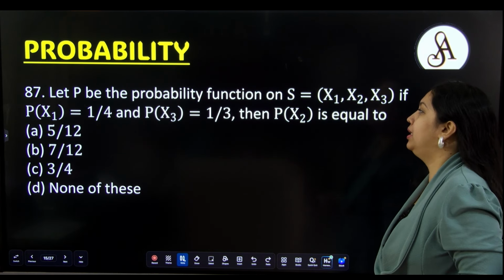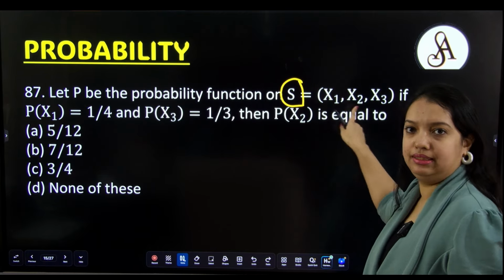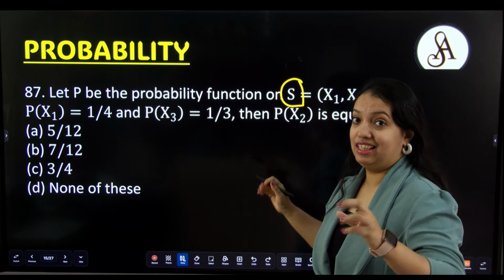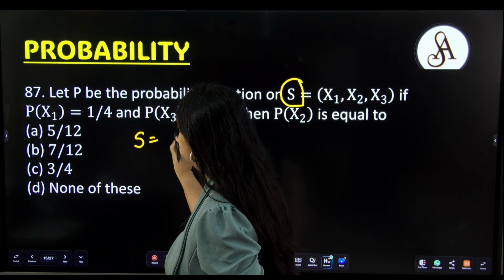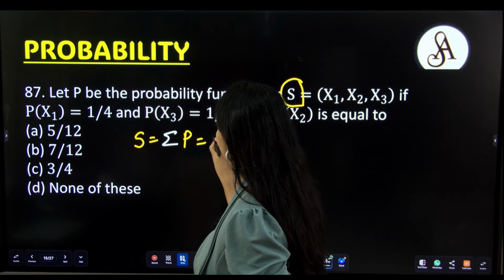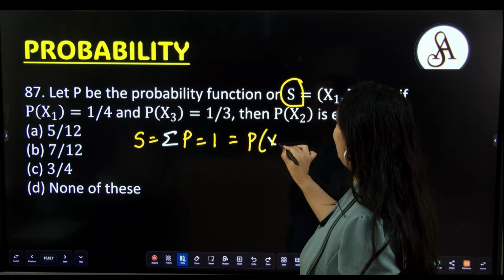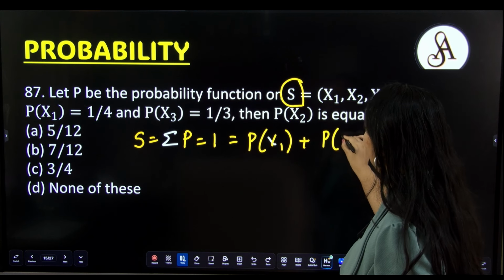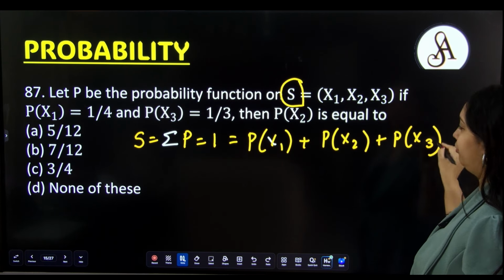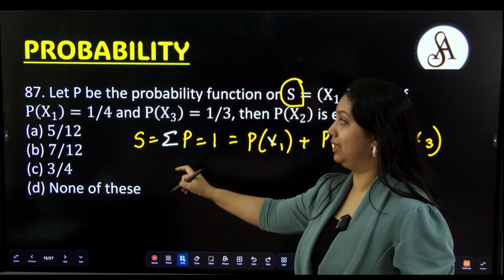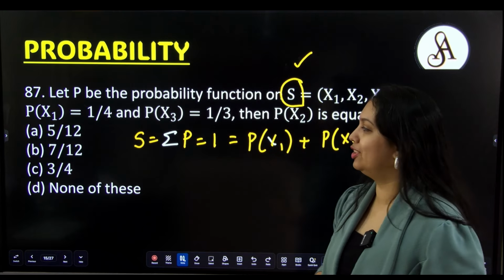Let P be the probability of the function S. Remember, S is nothing but the sum of these three. That means this is an exhaustive event. What do you mean by exhaustive event? The sum of total probability values will be equal to 1. Let's take the sum: probability of x1 plus probability of x2 plus probability of x3. The total of these three values should be equal to 1, just because they gave S. S is nothing but the sample space where it is an exhaustive event.